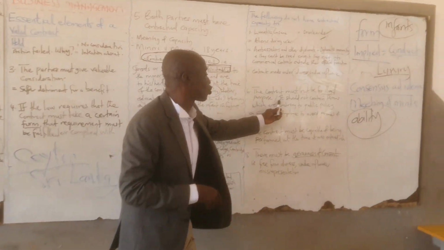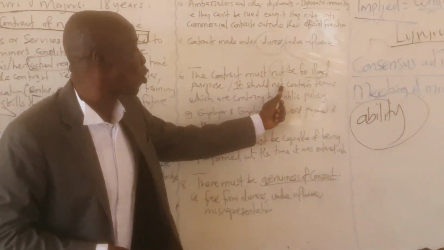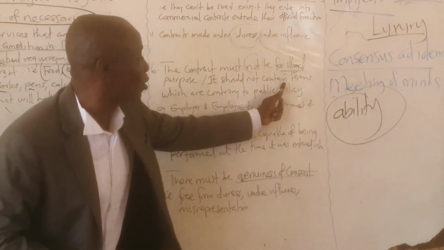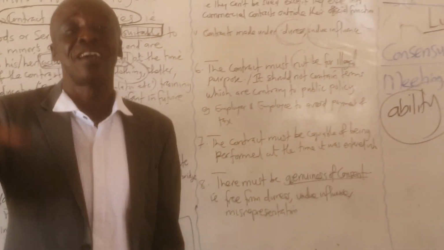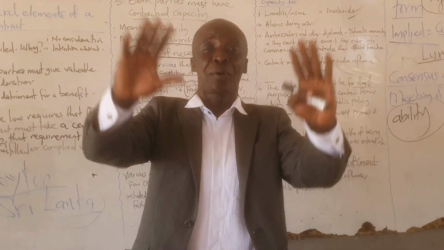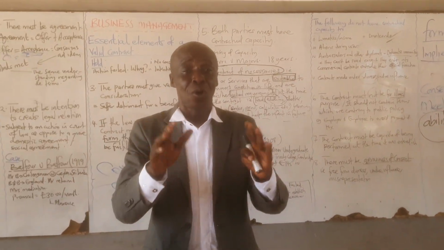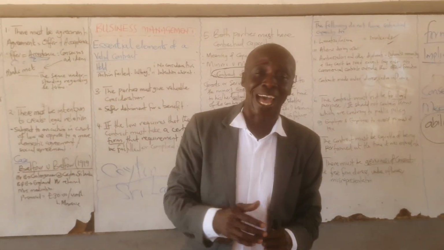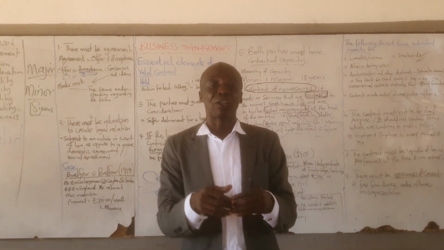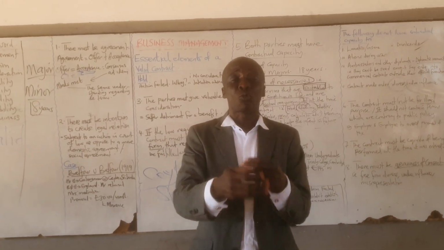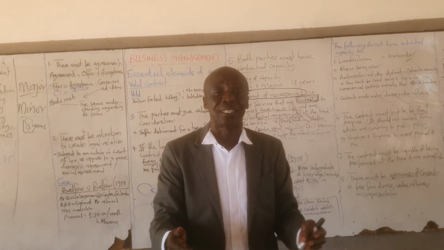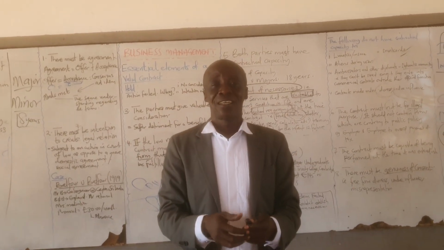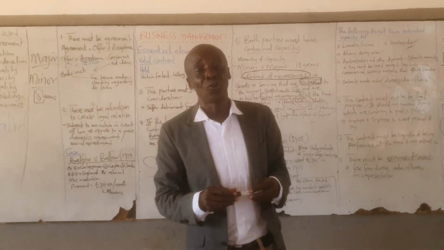Then we also say that the contract should not contain items which are contrary to public policy. If the contract you have entered into goes contrary to anything related to public policy that has been enacted, then it means that there will not be any contract.